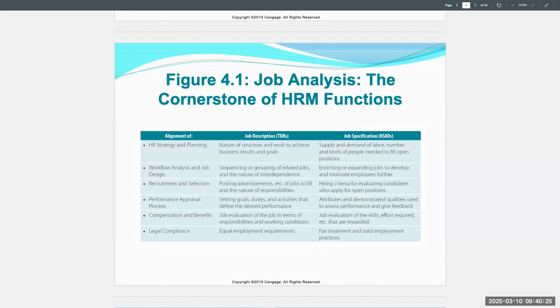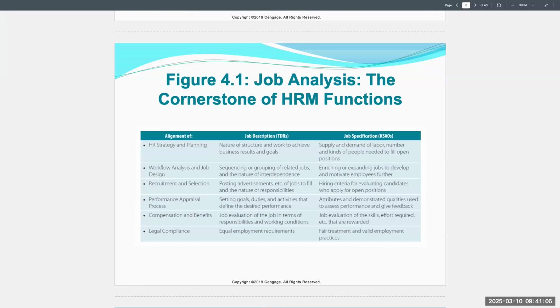So job analysis is the cornerstone of human resource management functions. And again, this is a figure of what we're looking at. You're looking at alignment of these cornerstones, the job descriptions, and the job specifications. Essentially, HR strategy and planning is included, and so organizations must align their workforce structures with business objectives. Workflow analysis and job design, understanding how tasks are grouped and assigned, ensures that no critical function is overlooked.